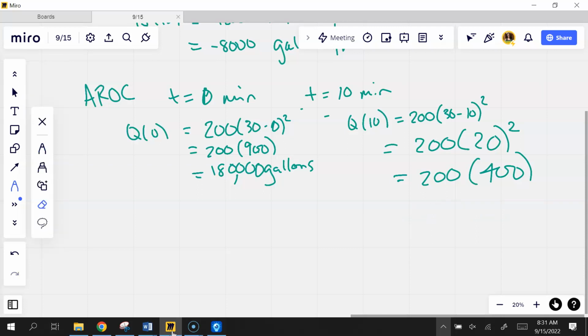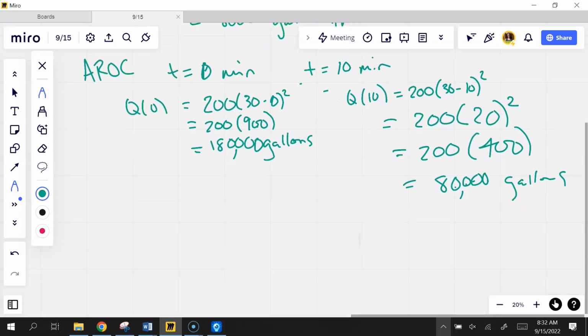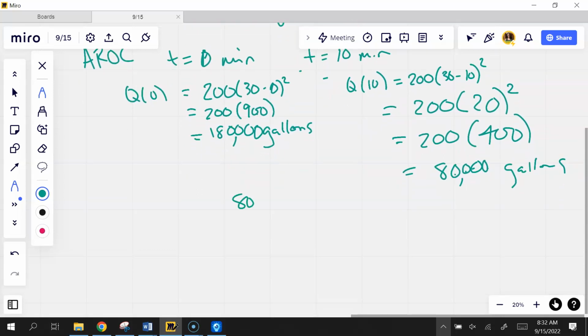So 180,000 gallons to start with, and now I'm down to 80,000 gallons. I still haven't done what it asked me to do because what did it ask me to do? That's right. I have to subtract them. 80,000 minus, what am I dividing by?